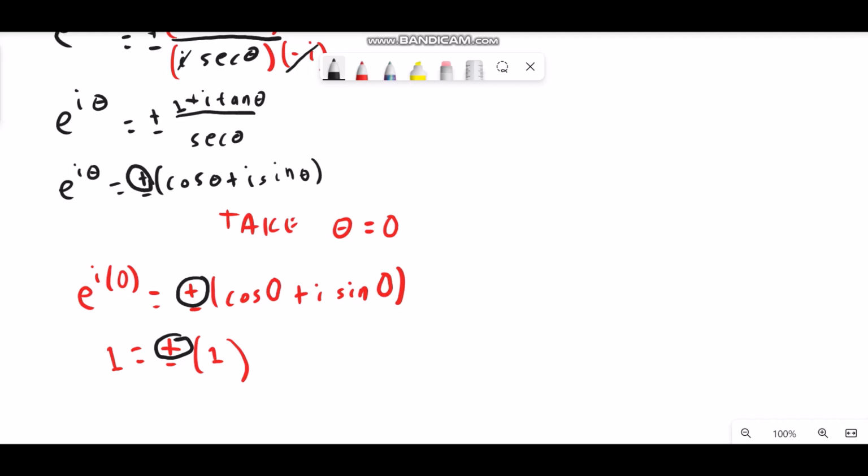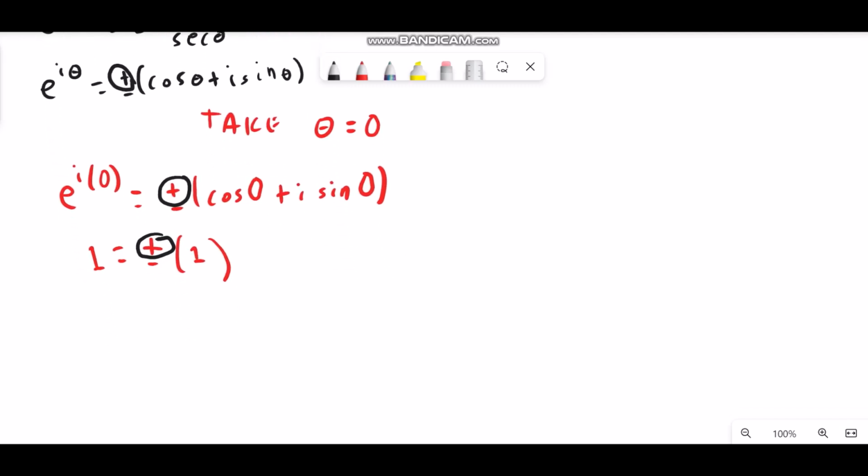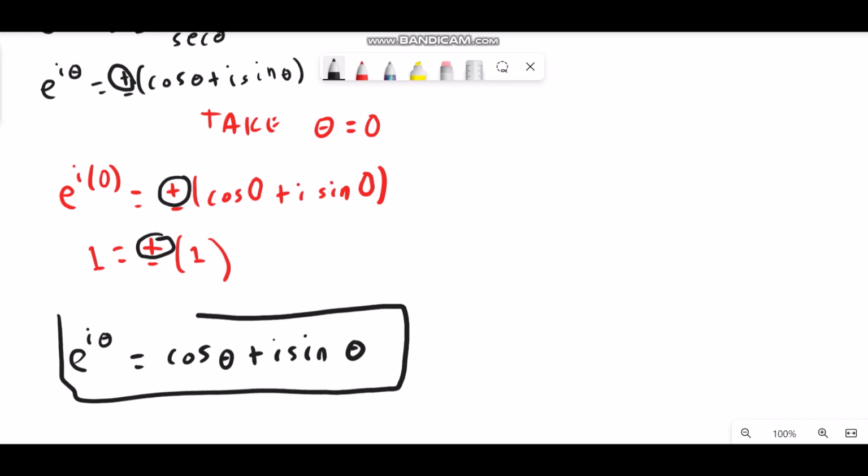So in the end, we have e to the i theta equals positive cosine theta plus i sine theta. And there we have it. Euler's formula proved without using power series.